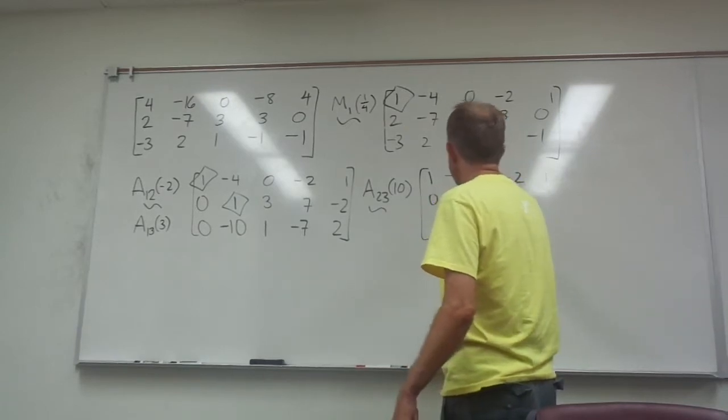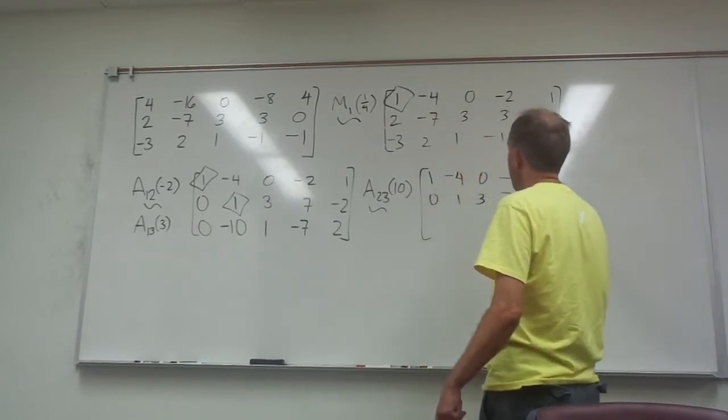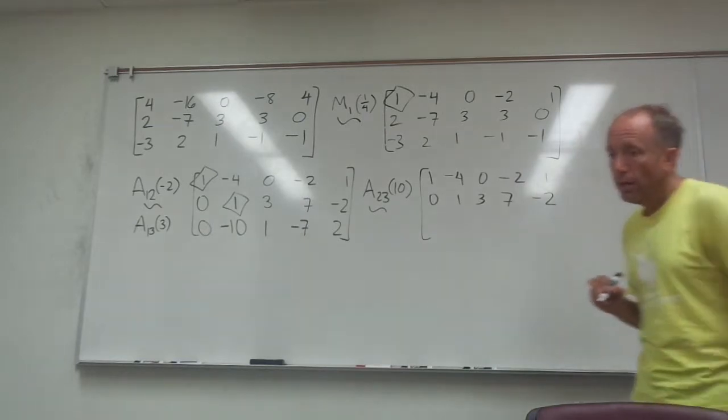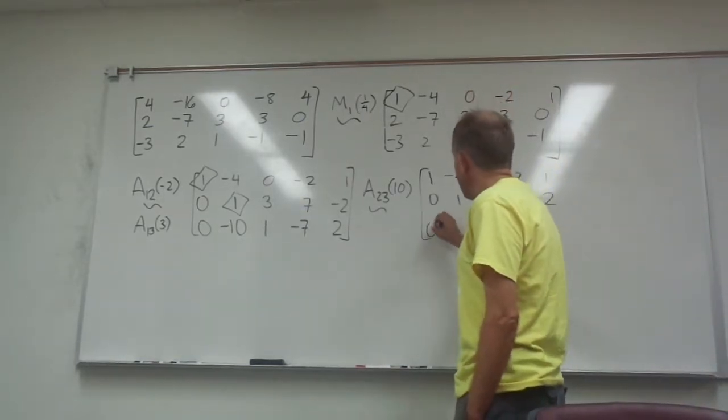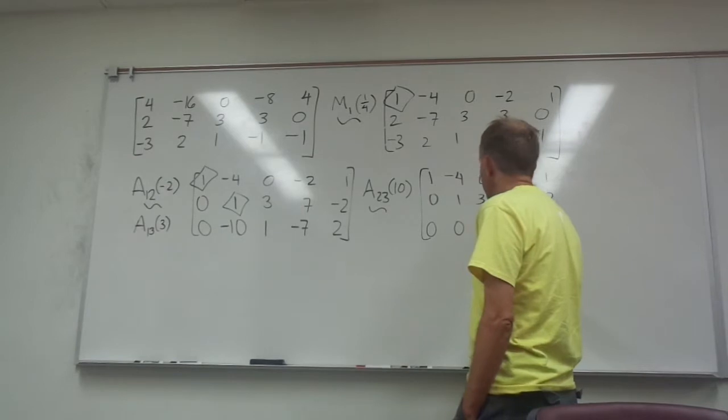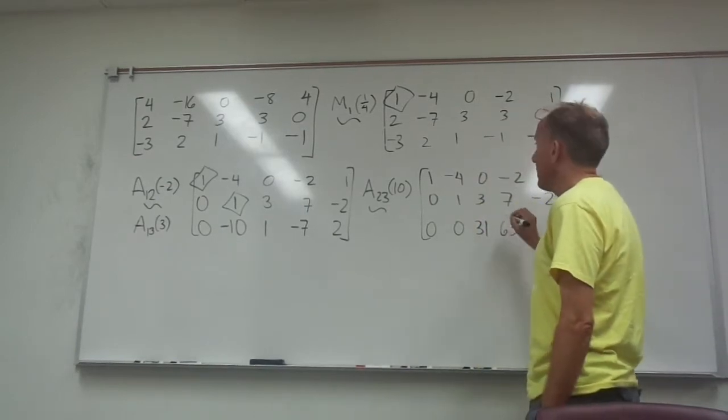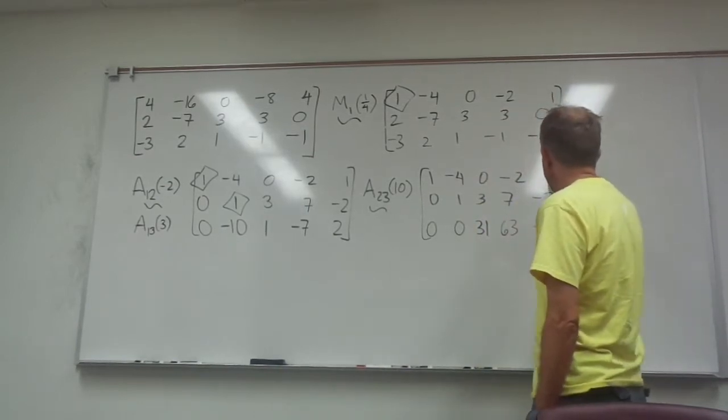That's going to keep the second row the same. Second row doesn't change. And if I take 10 times the second row and add it to the third row, well, I'm going to get some fairly big numbers here in the last row of the matrix.